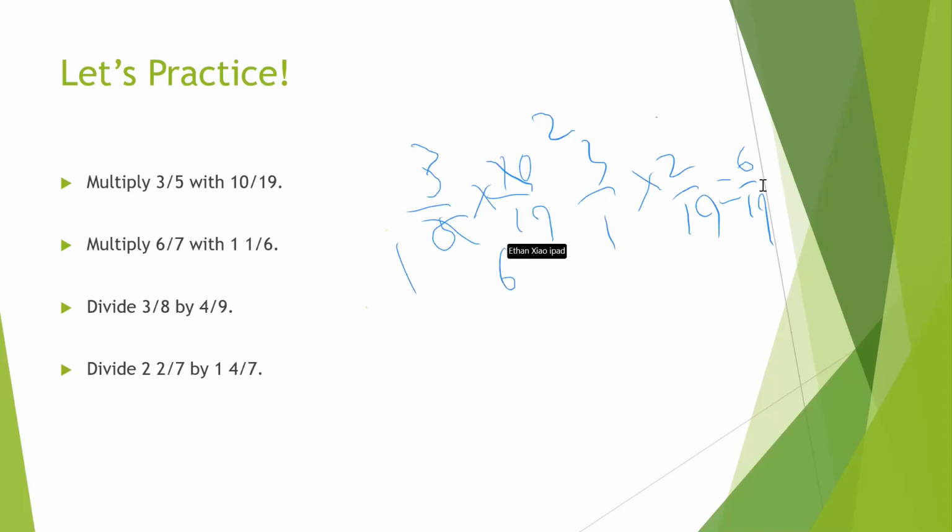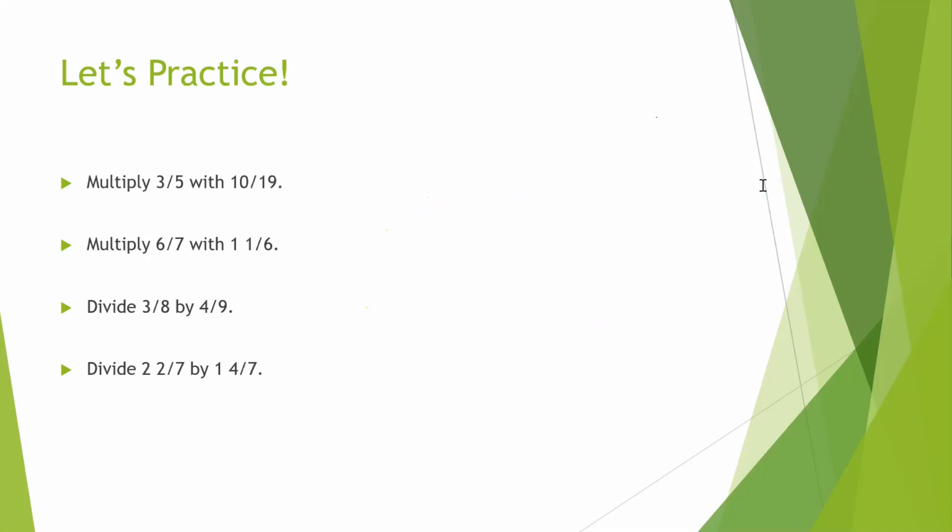So 6 over 7 times 7 over 6. Now you can see here that the second fraction is basically just the first one flipped over. When you have that in multiplication, you know the answer is going to be 1. If you just do the cross multiplication, they're all going to cancel out to 1. So it's going to be 1 anyways. So the answer to the second one is 1.